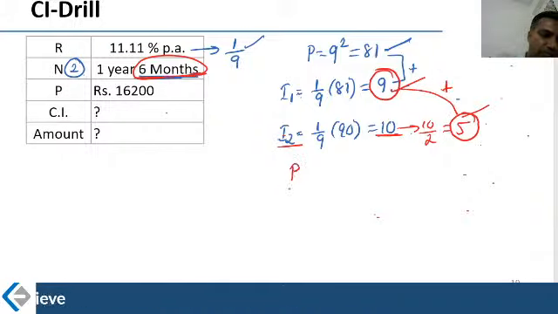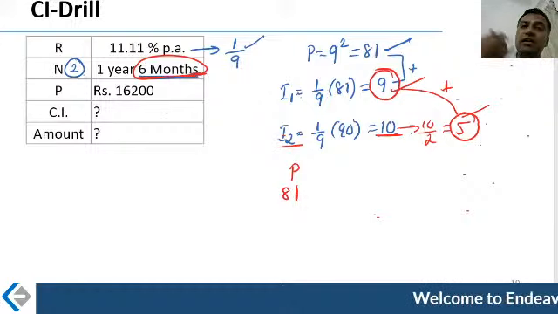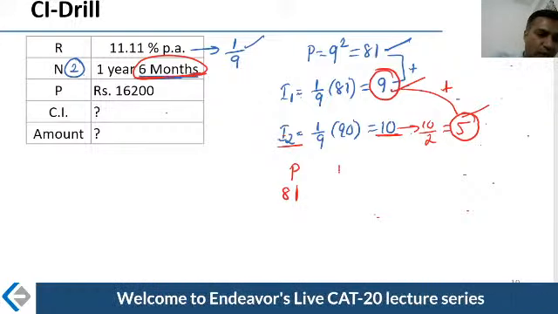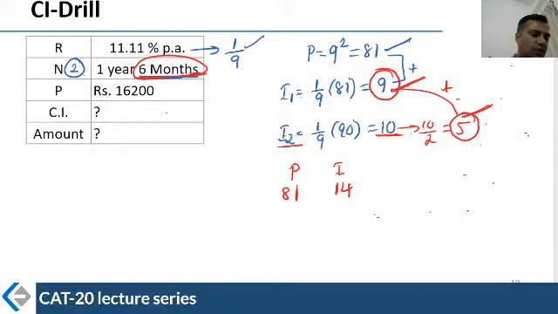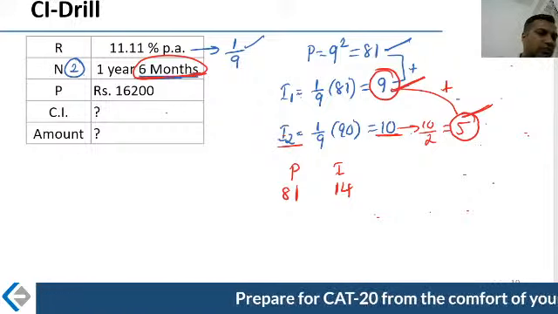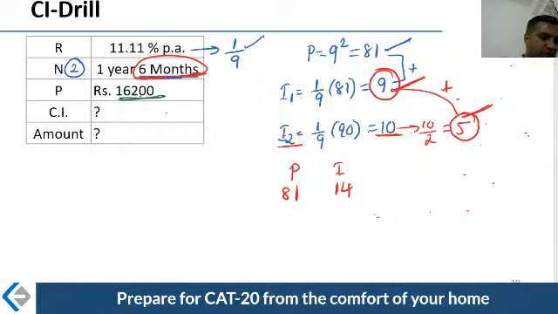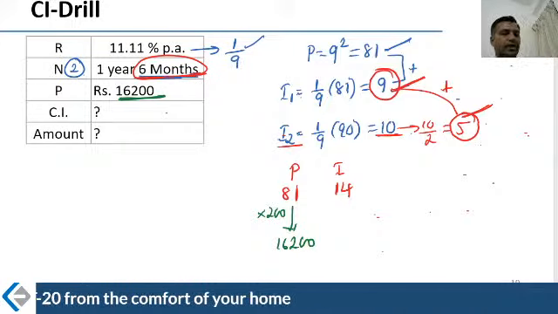If I start with the principal of 81, at the end of 1.5 years the cumulative total interest earned is 9 plus 5, 14 rupees. But according to the author, you did not start with 81 rupees as the principal. You started with 16200 as the principal. If it is 16200, that means into 200, that's a multiplying factor.